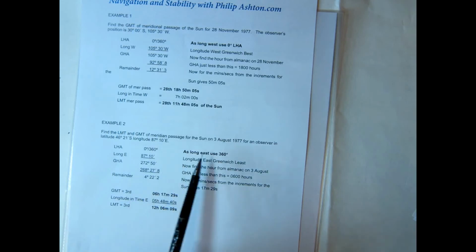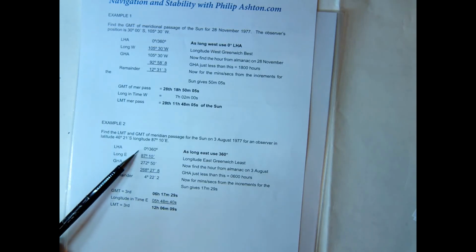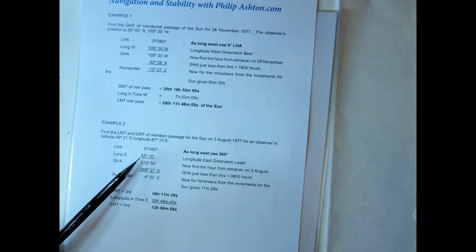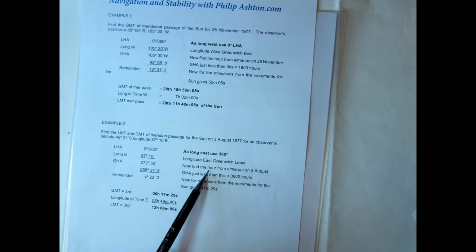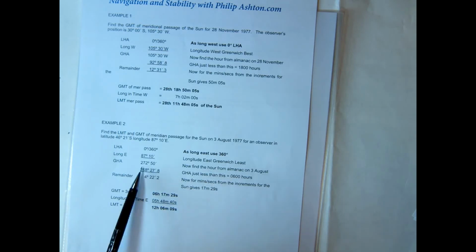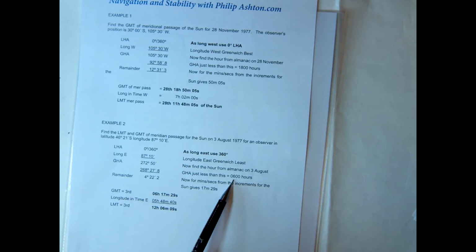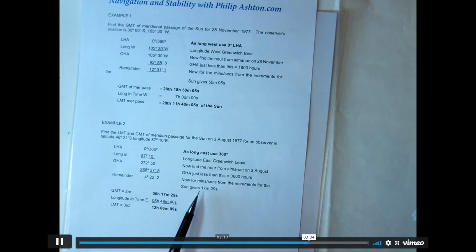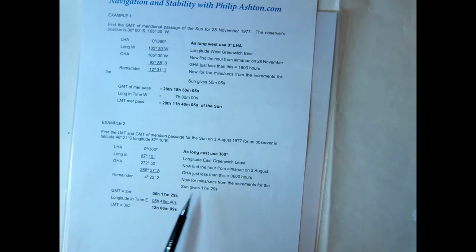In the second example, our longitude is east. So what we have to do now is subtract it from the LHA. So we'd call our LHA 360, take 87.10 off it, and that gives us a GHA of 272.50. Same procedure now, go into the almanac and find the hour nearest to 272.50, which is 6 hours. Subtract one from the other to get the increments. Go into the increments table and that will give you the time, 17 minutes 29 seconds.